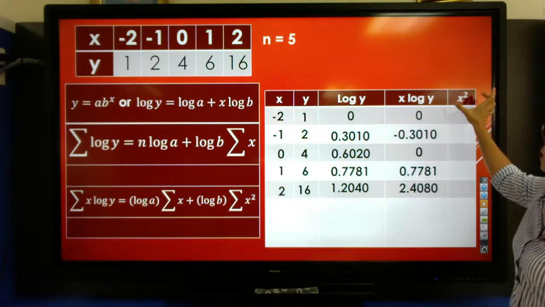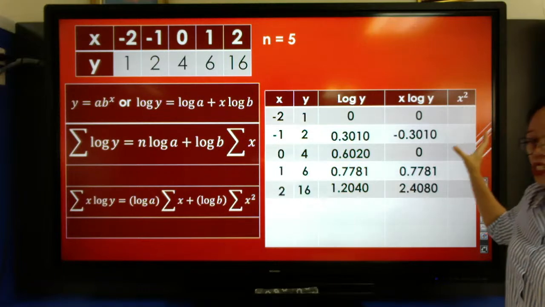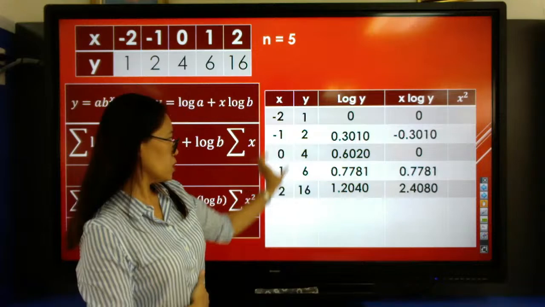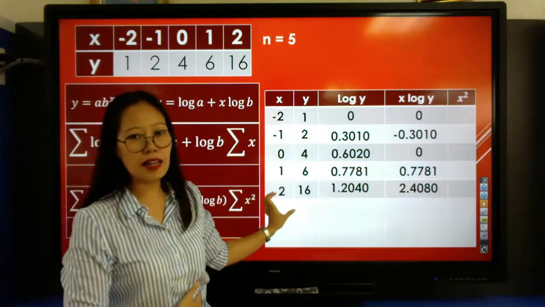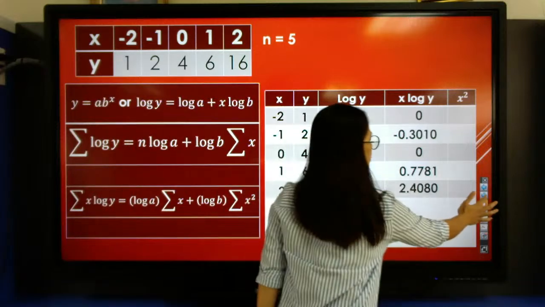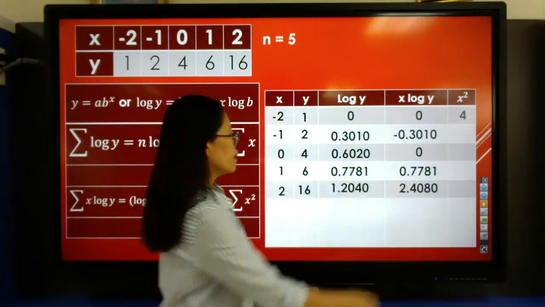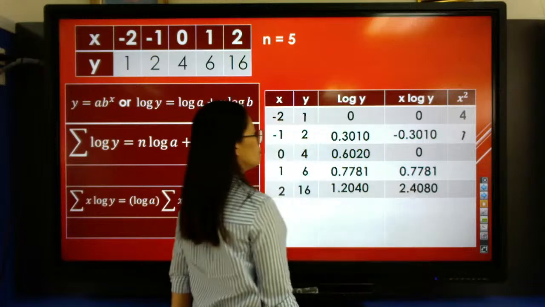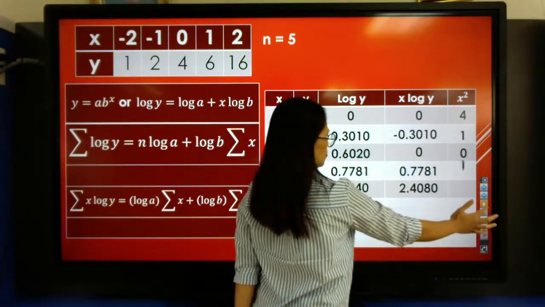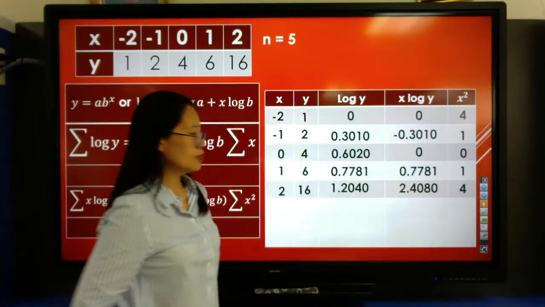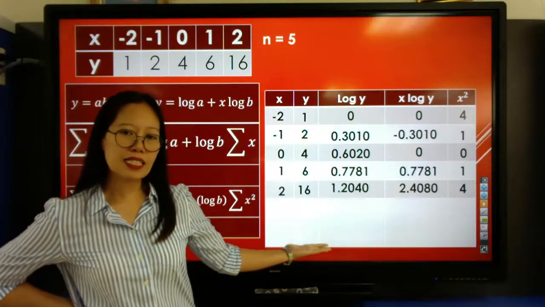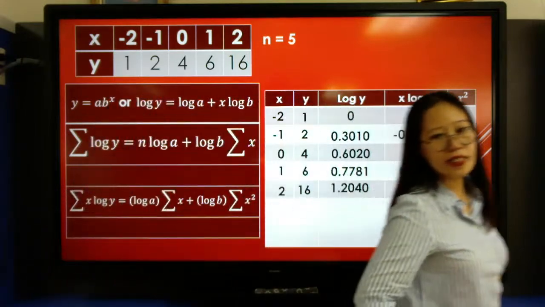And then we have here, the last column is x squared. All we need to do is multiply this column by itself. So x squared: -2 squared, of course, you know already it's +4, and then we have +1, 0. Then we have our table. This table is the same as last time, so we're just recalling.